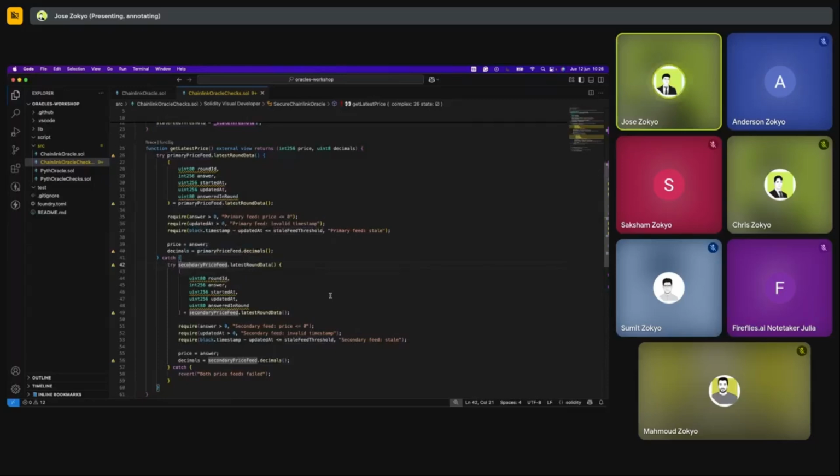But it was just an example because I didn't want to implement the Pyth oracle here, because we are going to be taking it in a separate module.